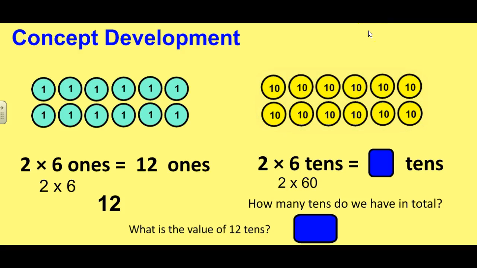This is what your array should look like. You have 2 rows and 6 in each row, and each one is worth 10. And whenever you skip count your rows, you've got 6 right here, and then we've got 12. So now we have 12 tens. Taking us back to what we just did, 3 times 4 tens also equal 12 tens. So you should remember what 12 tens is equal to. And I know that 12 tens is equal to 120. So 2 times 60 is 120.